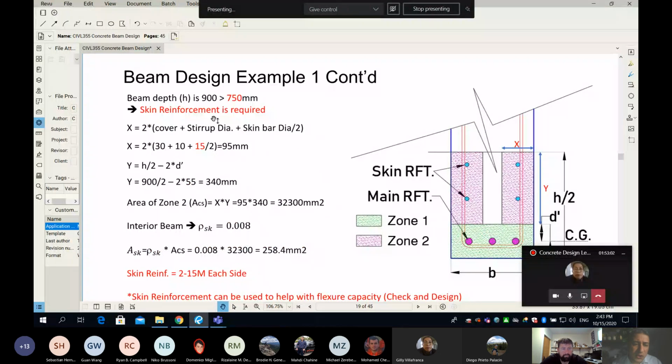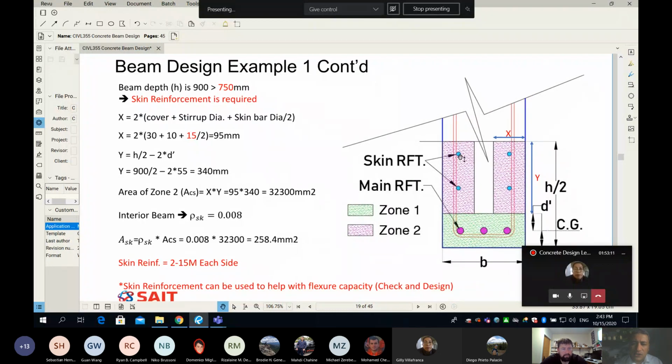So guys, look at this. So here's the answer. This is the last part of the problem. You can see here, I figure out x. I'm marking my x and y. So x is equal to 2 multiplied by the cover plus the stirrup plus half bar, divided by 2. I got 95. How about the y?